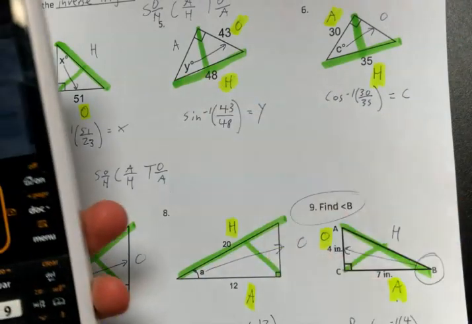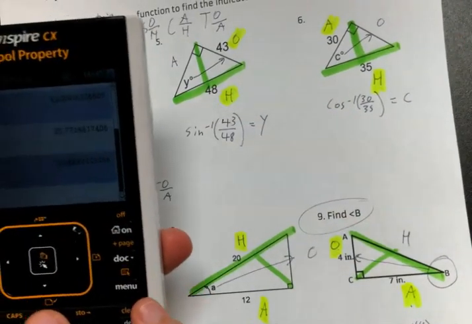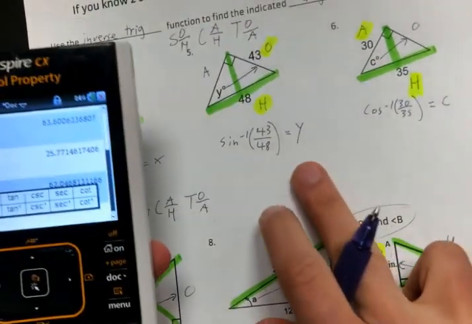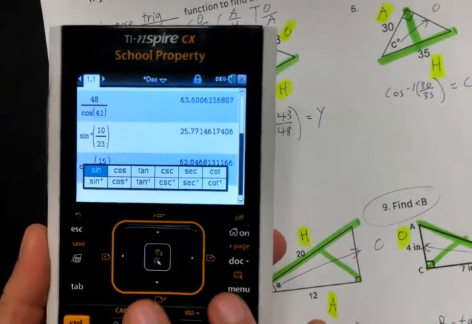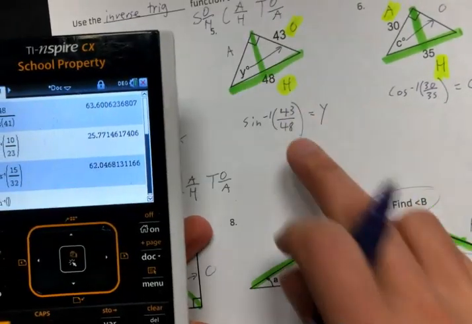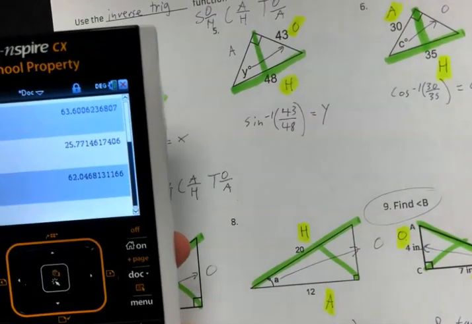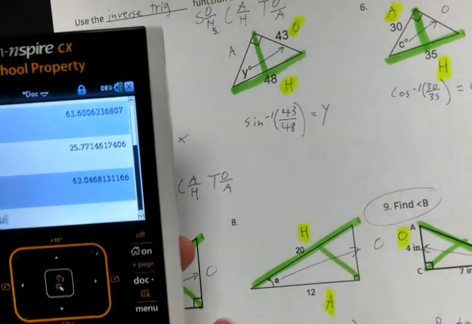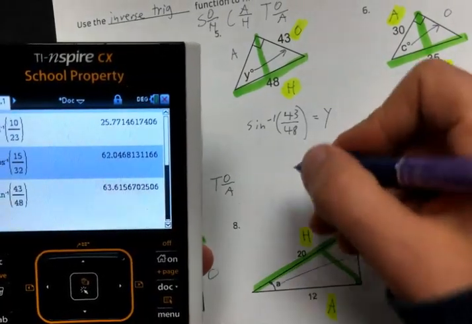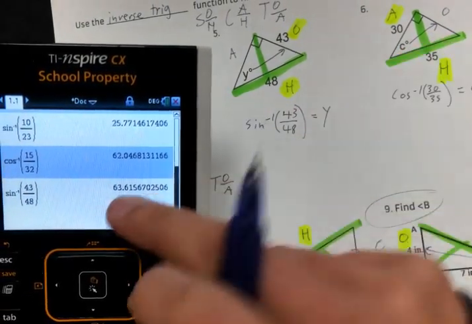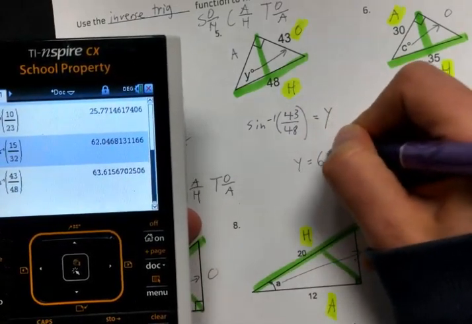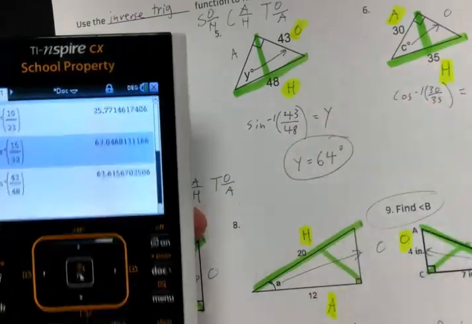All right, so number 5, I just go to my trig function, trig, and this time I'm doing inverse because I'm solving for an angle, so I got to go down to this inverse. And then 43 divided by 48. 63.61. So 63.6, that becomes a 64. So y is equal to 64 degrees.